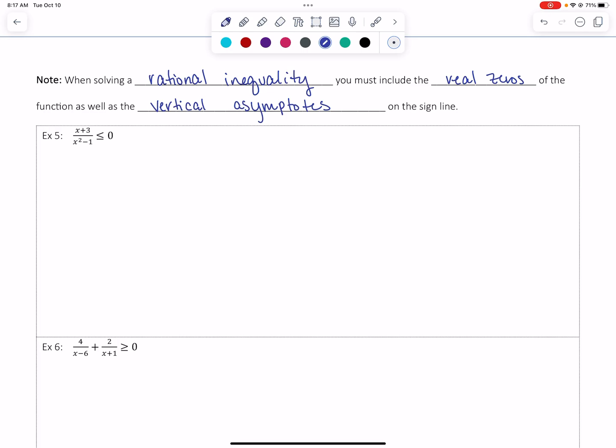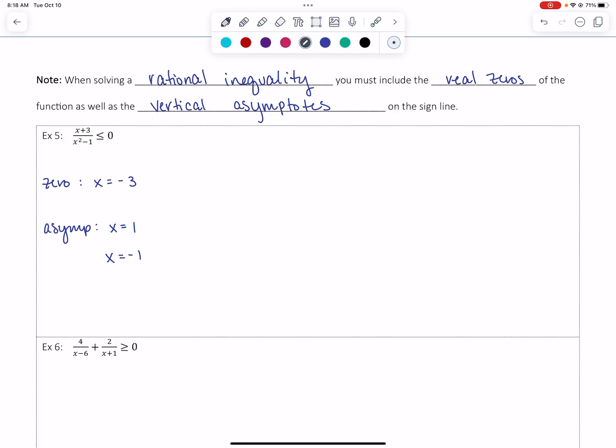Looking at this one, let's first separate it out here. We're going to have a real zero at x is equal to -3. If you're wondering where I got that, I know that when that's -3, it's going to give me a 0. And then my asymptotes are going to be at x is equal to 1, and also x is equal to -1. Again, I got that from this position right down here.